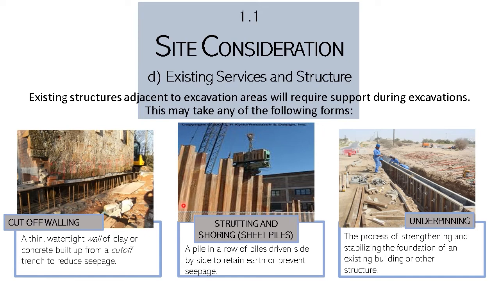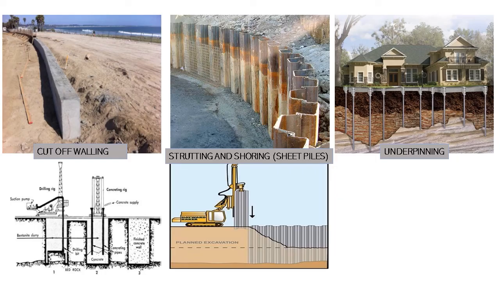The second one is strutting and shoring. For example, using a sheet pile, which is constructed as a row of piles driven side by side to retain earth or prevent water seepage. The next one is underpinning, which is the process of strengthening and stabilizing the foundation of an existing building or other structure. This is an example of cut-off walling and sheet piles and also underpinning.